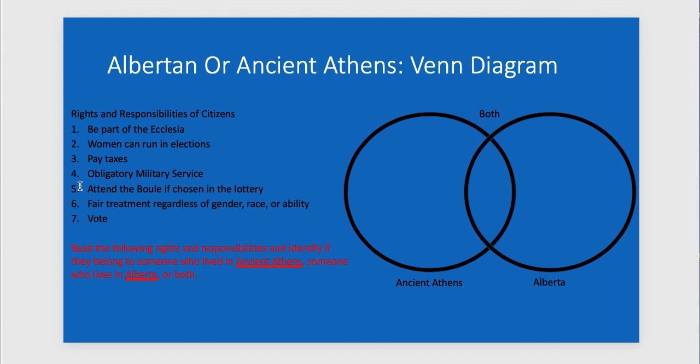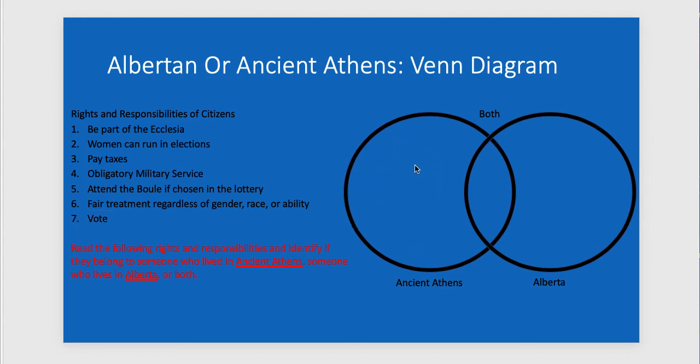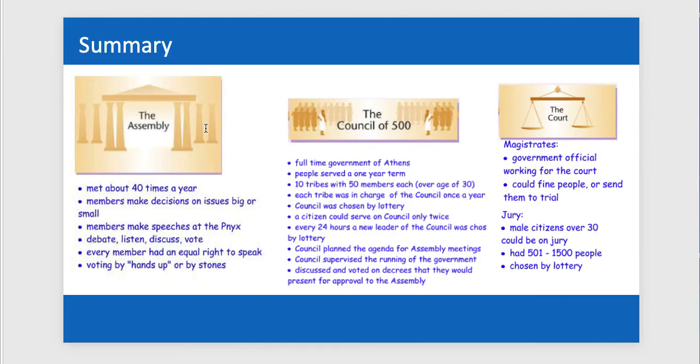For instance, if I'm going through and I say voting, I'm going to put the number 7 somewhere. If I think only ancient Athens gets the vote, I'll put a 7 there. If I think only Alberta gets the vote, I'll put a 7 here. But if I think both of them get the vote, I'll put a 7 right in the middle. So you have two things really to complete: similarities and differences, and the Venn diagram for Alberta and ancient Athens, and you have to study for your quiz. So I guess that's three things.